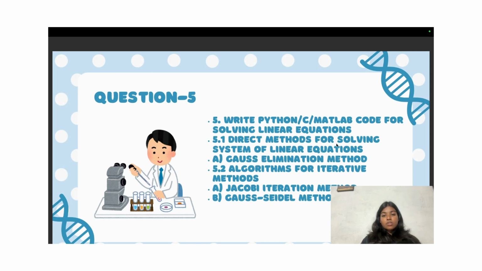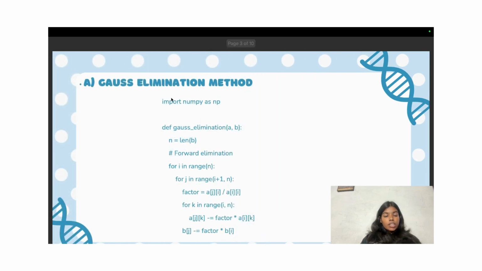First, direct methods for solving system of linear equations, that is Gauss elimination method, and second, algorithm for iterative methods such as Jacobi iteration method and Gauss-Seidel method. Now we will write the Gauss elimination method.